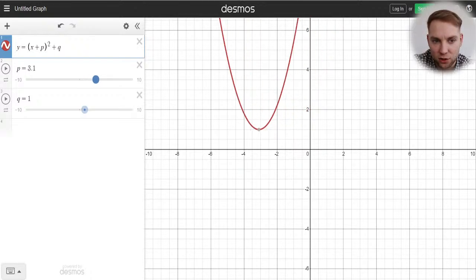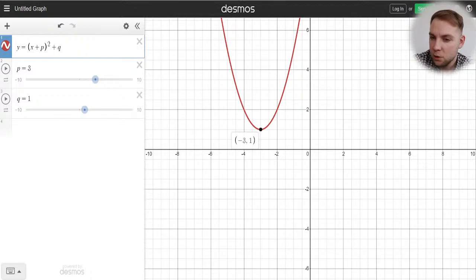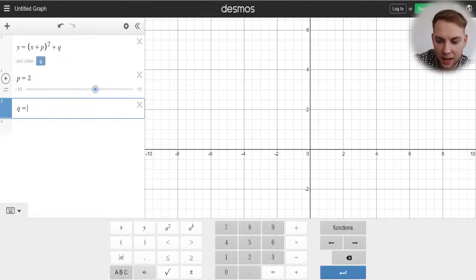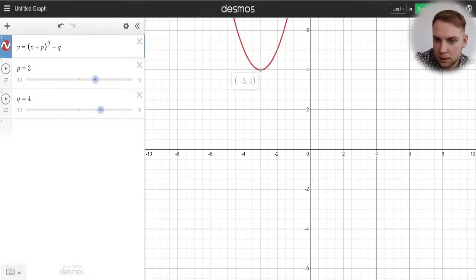But if I move p here to 3, your minimum's now (-3, 1). If I move this to 3, or maybe I'll move it to 4, then we have a minimum there of (-3, 4). So whatever I change this to, the minimum inside that bracket is the opposite symbol, and that gives the x coordinate. So notice the p here is the x coordinate, but it's the opposite of that because that's positive 3. So negative 3 is the x coordinate, but the outside, which is that q, is your y coordinate. It's the same as this.